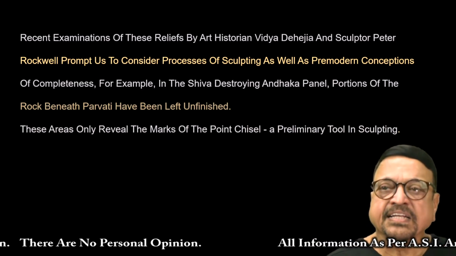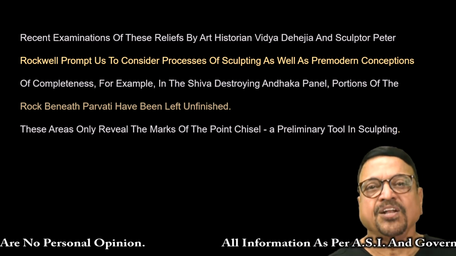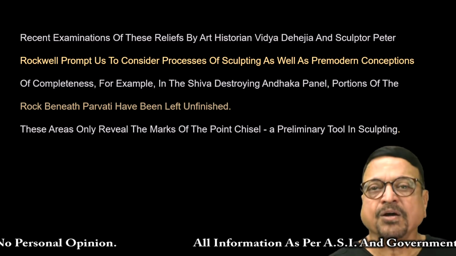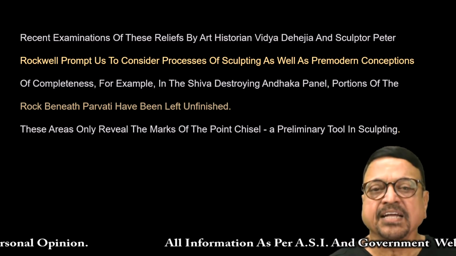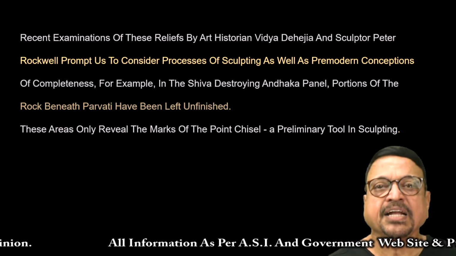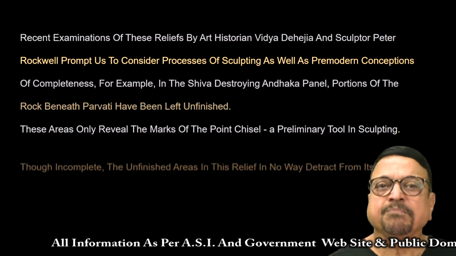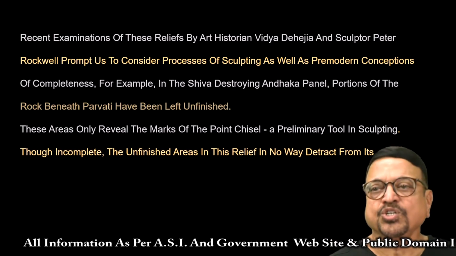These only reveal the marks of the point chisel. So we can clearly make out that they wanted to make it. There are marks of the chisel, but ultimately it was not completed. And the chisel was a primitive tool used for sculptures.